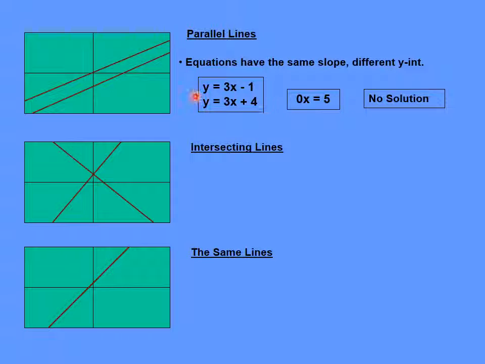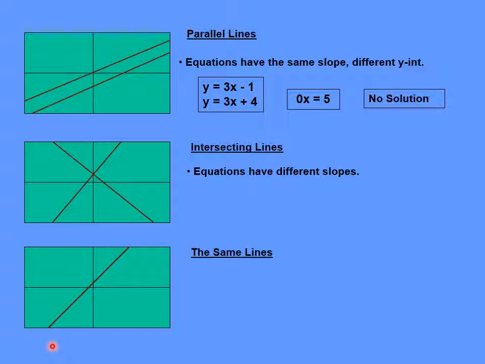Okay, so you need to be able to recognize when you see these two equations, I may ask you what type of solution is this, and for this one our answer would be no solution, because the reason is that they have the same slope and a different y-intercept. So the same slope and a different y-intercept.